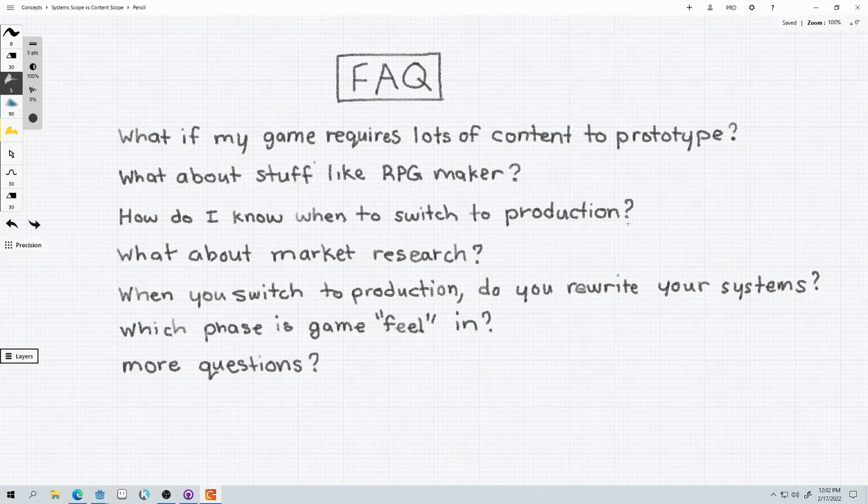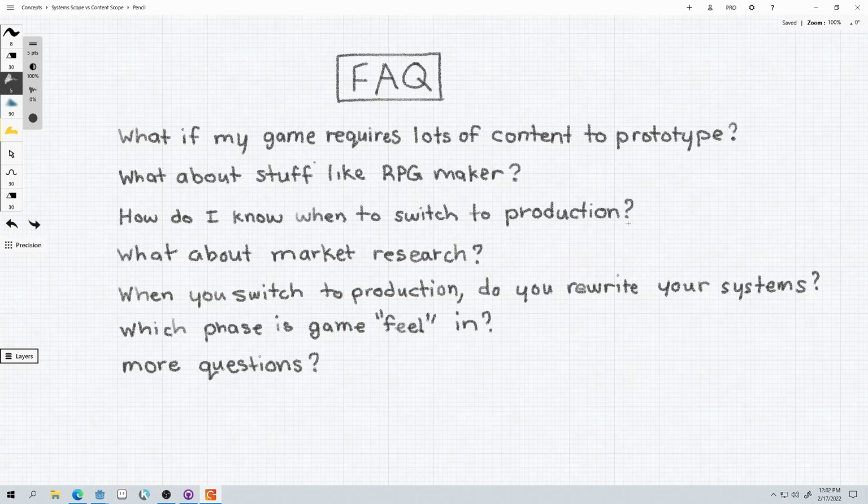So how do you know when to switch to production? Well, it's not an easy answer, but I will have some more ideas on this later. The main point is that you're looking for a prototype that is engaging, people enjoy doing it, and it's already completed. So the systems and mechanics are already finished, and your players just want more content. They're like, I already like this thing you made. Just give me more of it, more content. So that's how you know when to switch to production.